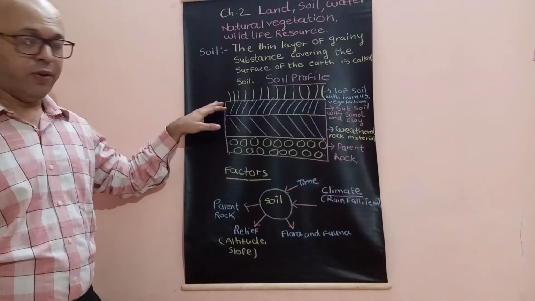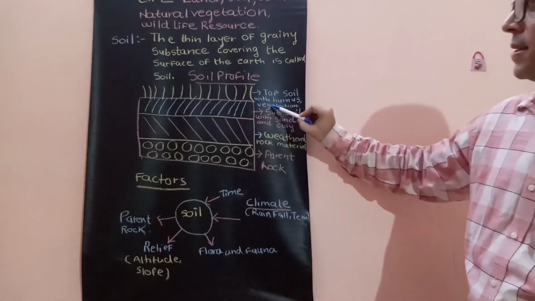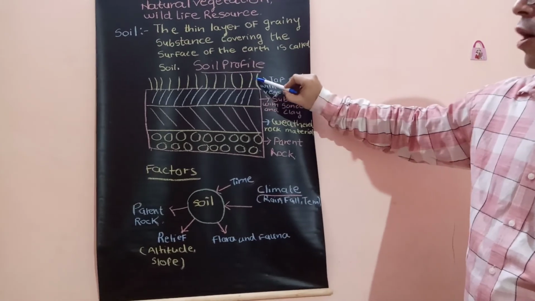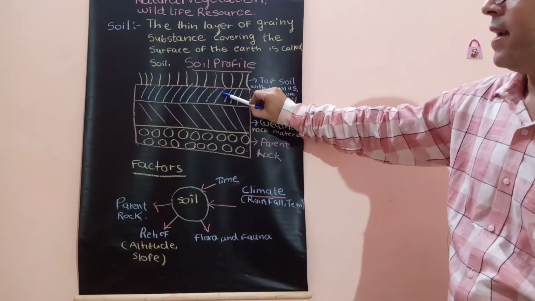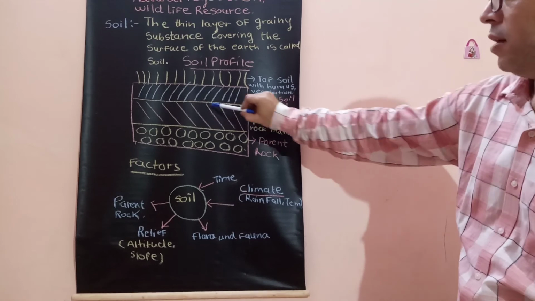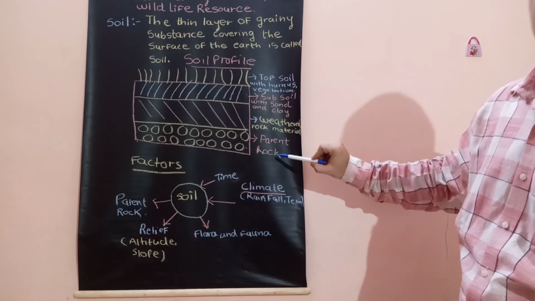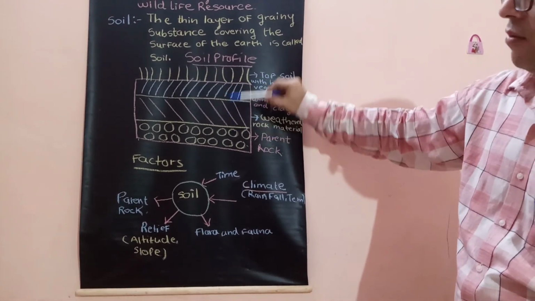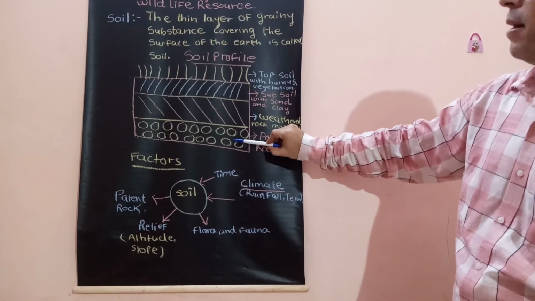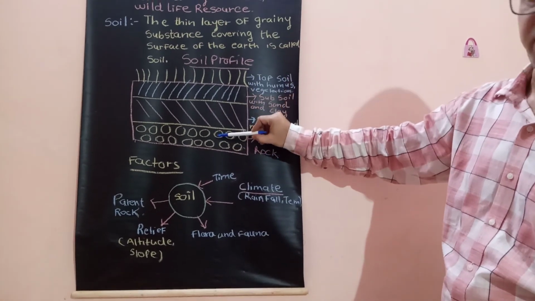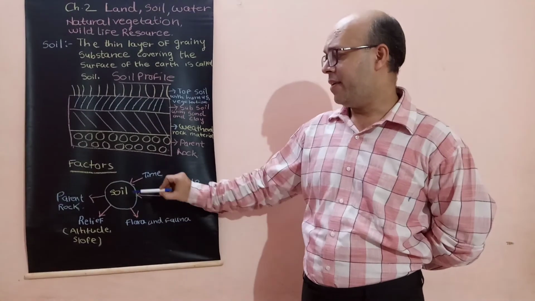Watch them carefully. The top layer of soil is covered with humus and vegetation. This is the top layer of soil. After this, subsoil with sand and clay. Then weathered rock, and the last layer is the parent rock. So watch them carefully one by one: topsoil, then subsoil, then weathered rock, and then parent rock. This is the soil profile. Now, which factors affecting the soil are here?